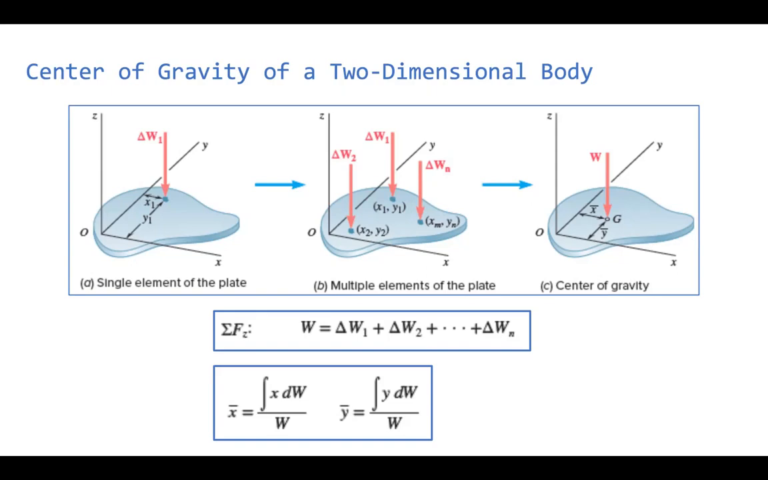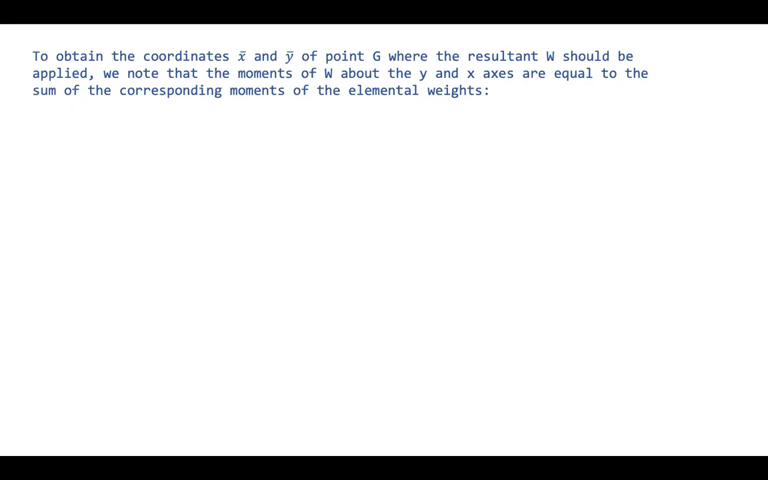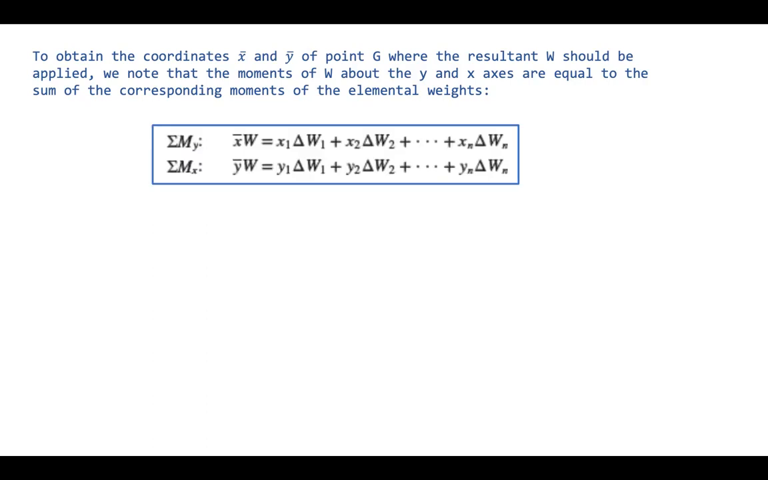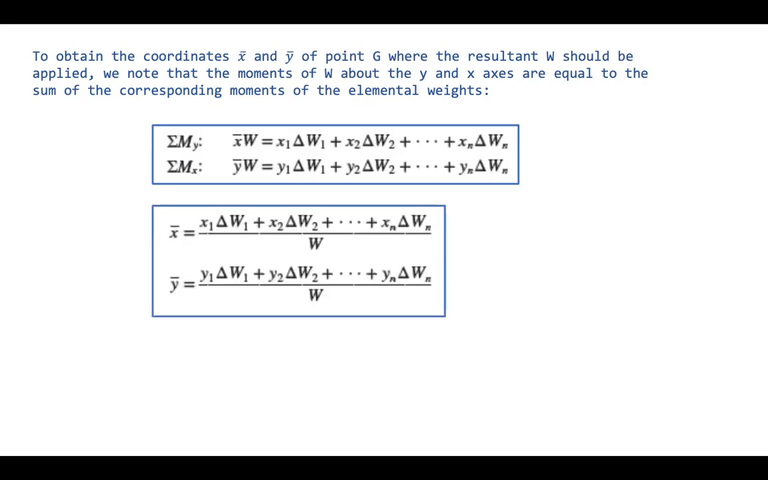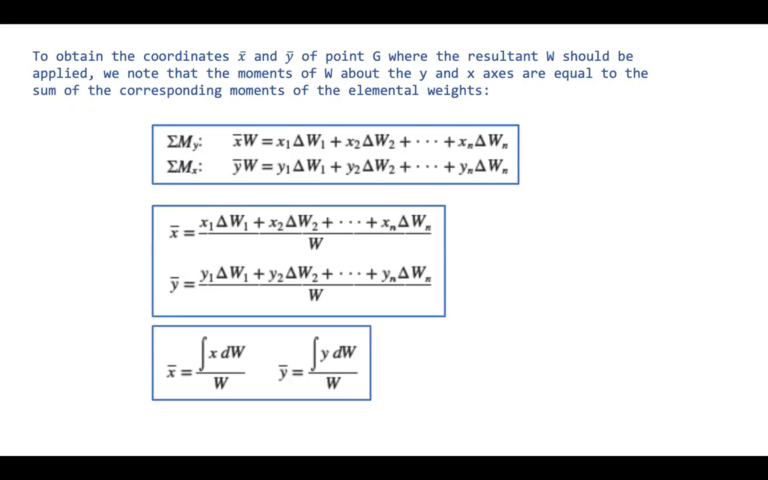So the x coordinate would be the integral of x dW over the total weight of the object. And similarly, we can find y bar, the y coordinate of the center of gravity, in a similar way. To obtain the coordinates x bar and y bar of the point G where the resultant W should be applied, we note that the moments of W about the y and x axes are equal to the sum of the corresponding moments of the elemental weights. As such, and then afterwards, I showed you guys how to obtain the x bar and y bar.